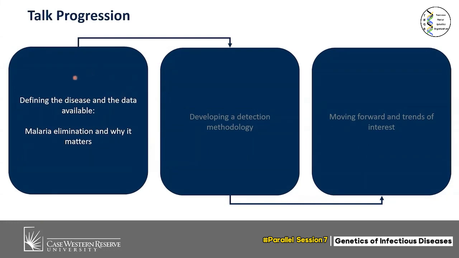So the first thing that I'm going to do is define the disease that I work with and talk about the data that was available to me when designing the research that follows. Then I want to spend the majority of the time talking about how I developed a detection methodology for my disease. And then finally, I'm going to talk a little bit about some of the trends of interest that we have already seen in the data and how we plan to move forward.